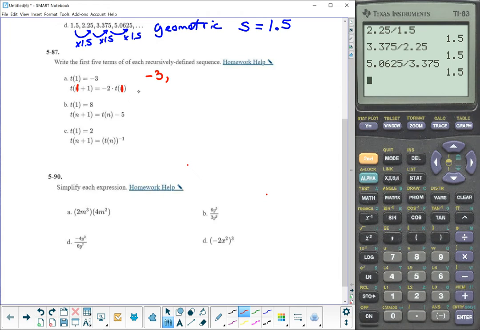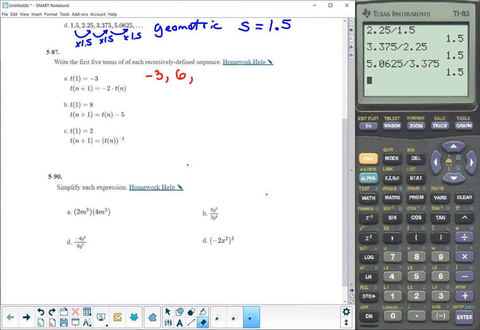So if I want term 2, because 1 plus 1 makes 2, I need to put a -3 right here. So term 2 is going to be -2 times -3, which is +6. Okay, that's term 2. Let me write it down. Well, actually, I don't need to write it down.